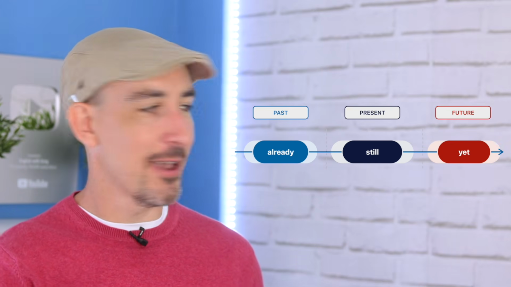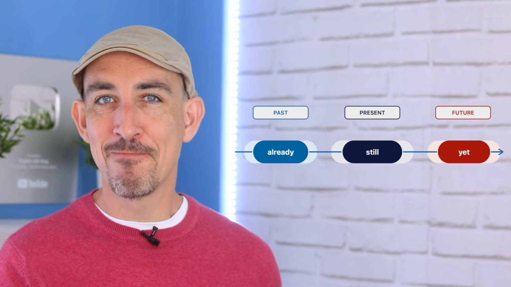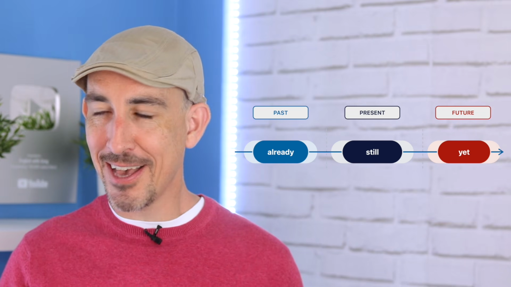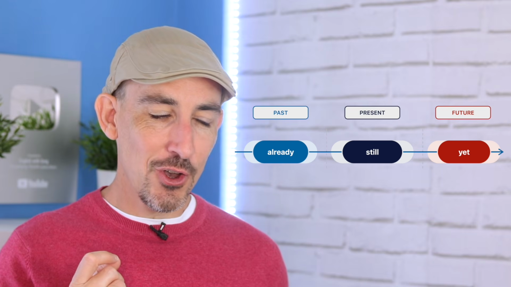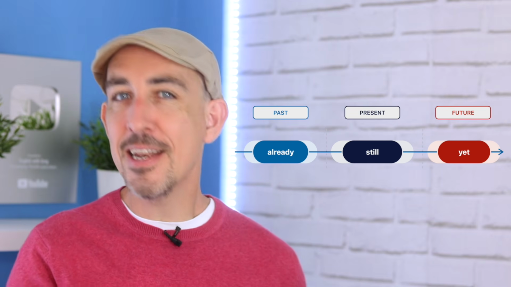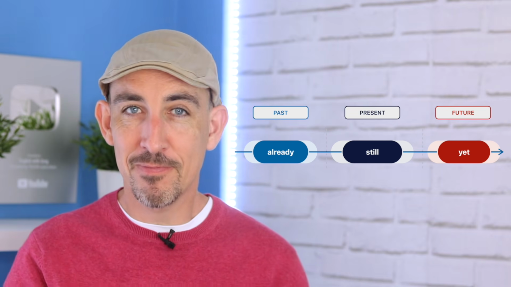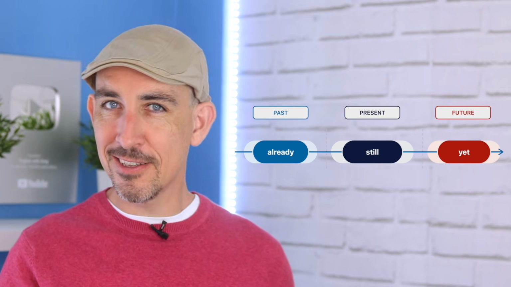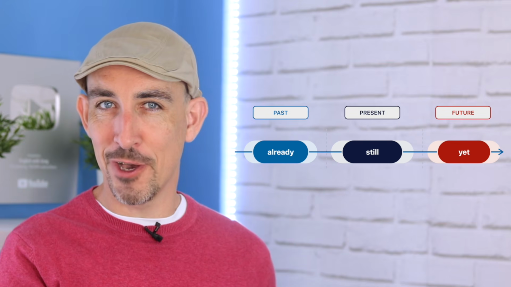Now, before I explain each word, I want to show you something that's going to make everything much easier. Think about this simple timeline. And here's the key idea. And this is the thing that most learners have never actually learned. Already is connected to the past. Still is connected to the present. And yet is connected to the future.